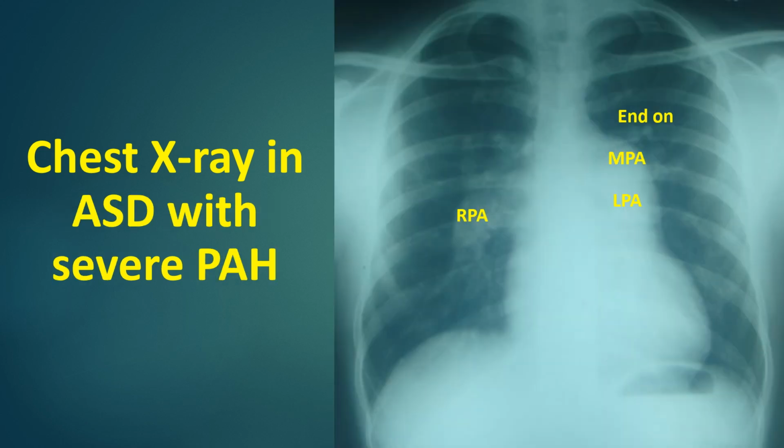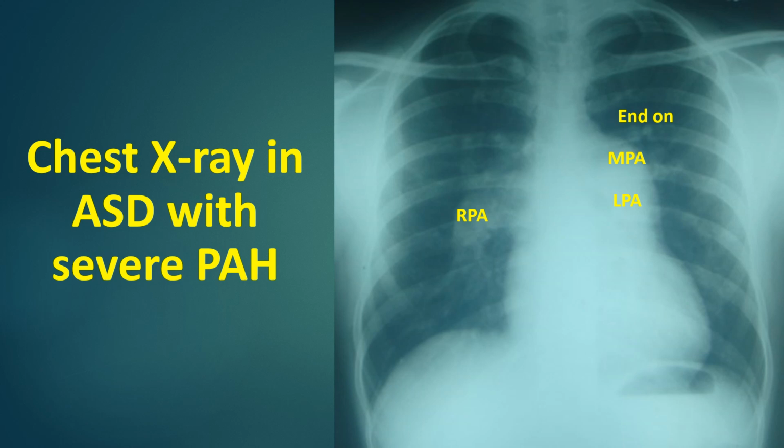X-ray chest PA view in atrial septal defect with severe pulmonary hypertension. Prominent main pulmonary artery, right pulmonary artery and left pulmonary artery behind the main pulmonary artery and end-on views of dilated branch pulmonary arteries are seen. Echocardiography documented large secundum ASD with severe pulmonary hypertension and bidirectional shunt across the ASD. There is mild right atrial enlargement and the configuration of apex is right ventricular.